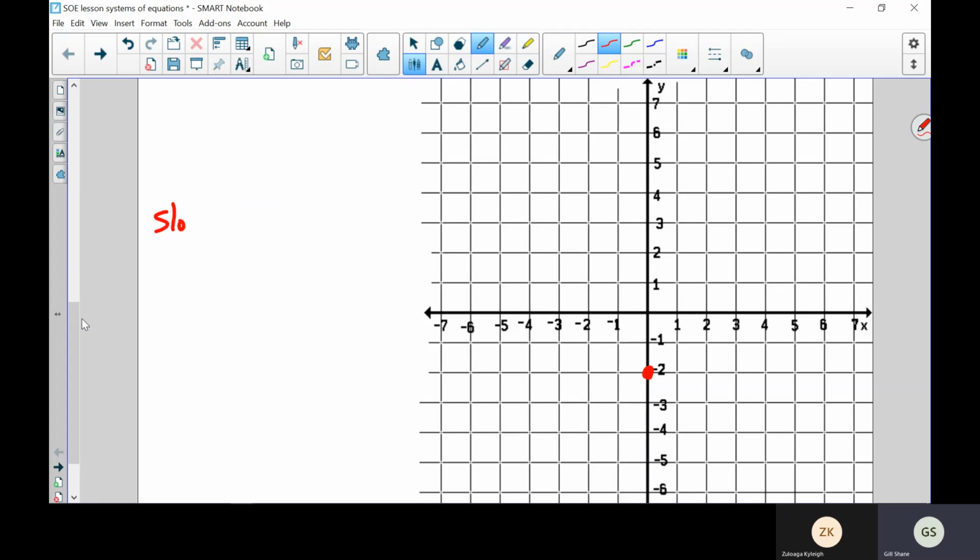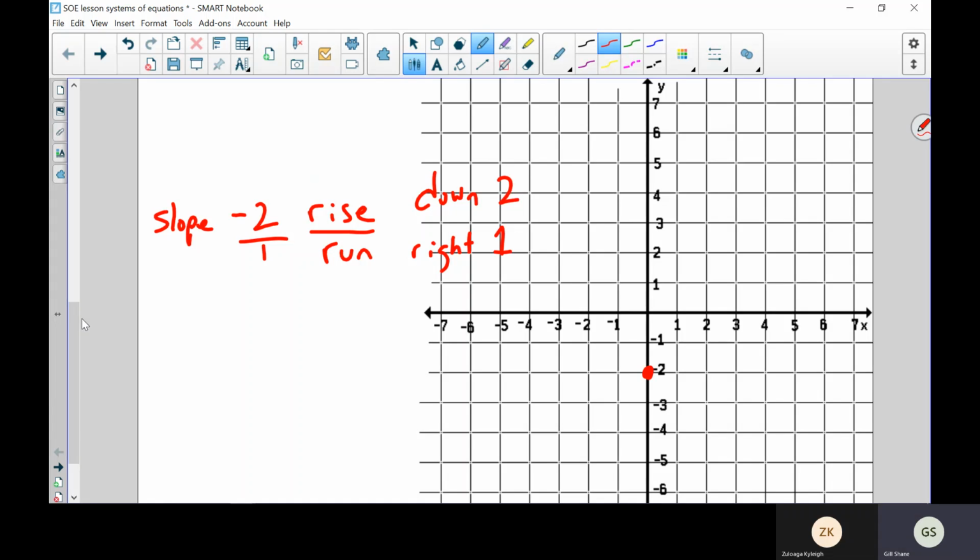But so my slope, negative 2, is going to give me my rise and my run that I'm going to use to count left and right, up and down. What am I missing? Run. I don't have a run number, right? Now I have everything I need. So a run of positive 1 means I go right 1. A rise of negative 2 means I go down 2 because it's negative.